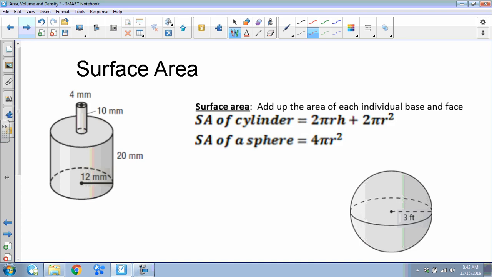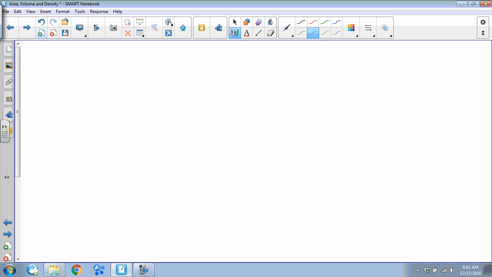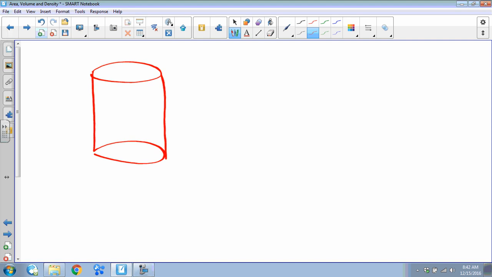Surface area of a cylinder is this formula. And let's look at a regular cylinder. Surface area is if I had to paint the outside of that. Okay? Well, we know we have a circle on top and bottom, right? So it's the area of the top plus the area of the bottom. Okay, so circles, what's the area of a circle? Pi r squared, right? So it's 2 times pi r squared. That'll cover the top and bottom, right?